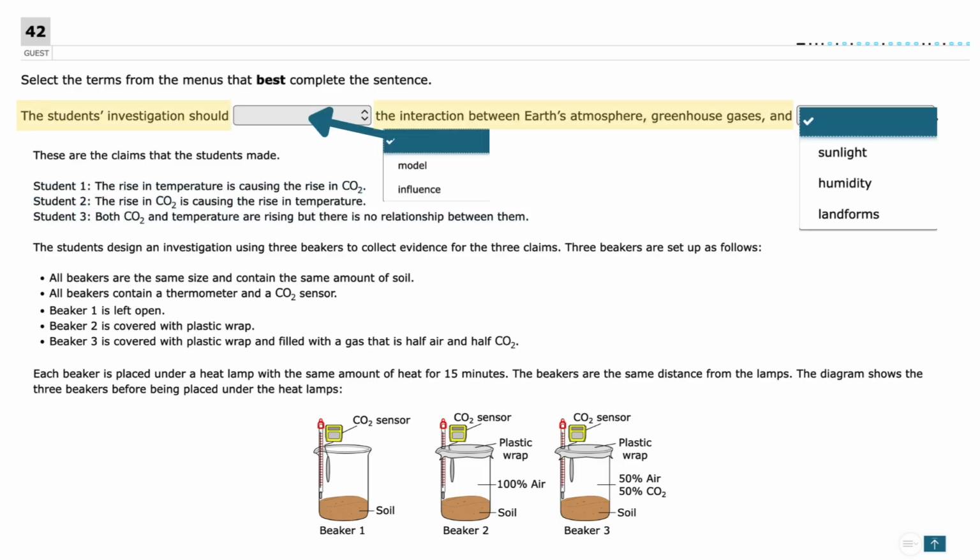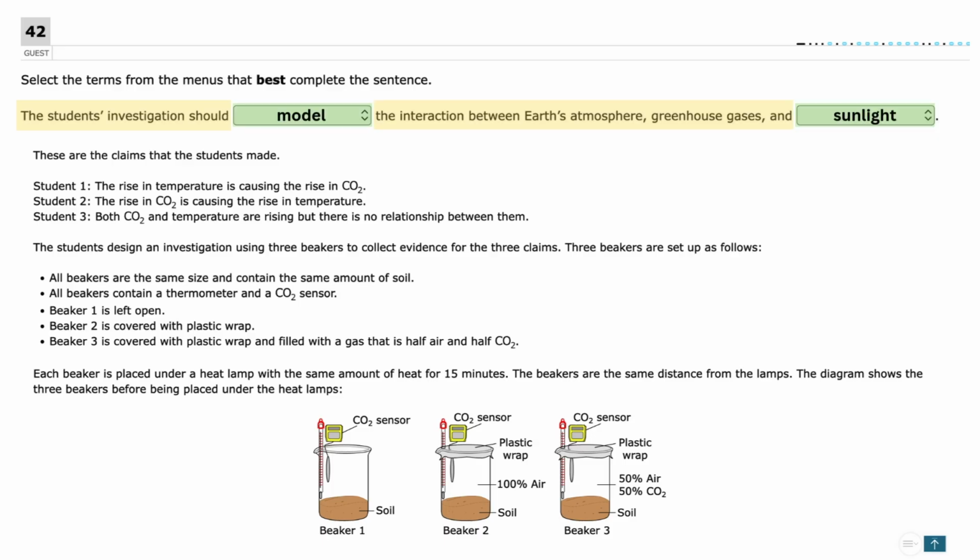They need to figure out which words best complete this sentence. The student's investigation should blank the interaction between Earth's atmosphere, greenhouse gases, and blank. Correct answers. First blank, model. Second blank, sunlight. Why? The experiment is a model of what happens in Earth's atmosphere.